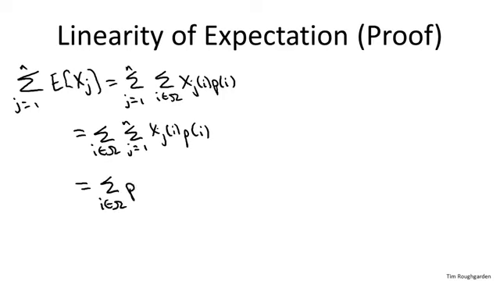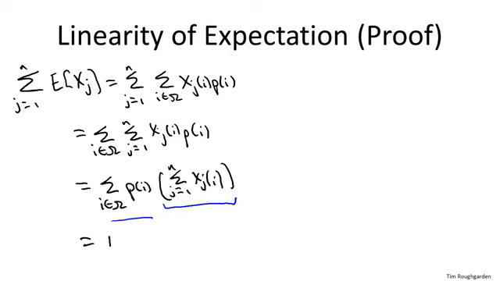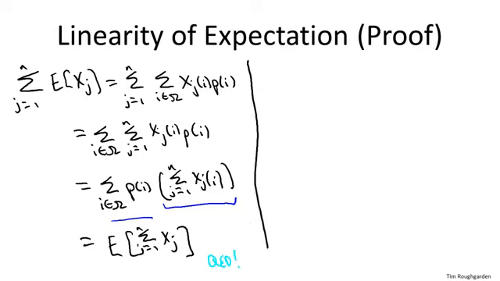Now the probability of outcome i is independent of j, so we can yank the p of i outside of that inner sum. But now what have we got? Inside the parentheses, we simply have the value of the sum of the xj's on the outcome i, and then over here we're just averaging the sum of the xj's with respect to the probabilities, the pi's. So this is just the definition of the expectation of the sum of the random variables. So that's it. Linearity of expectation is really just a reversal of the double sums.